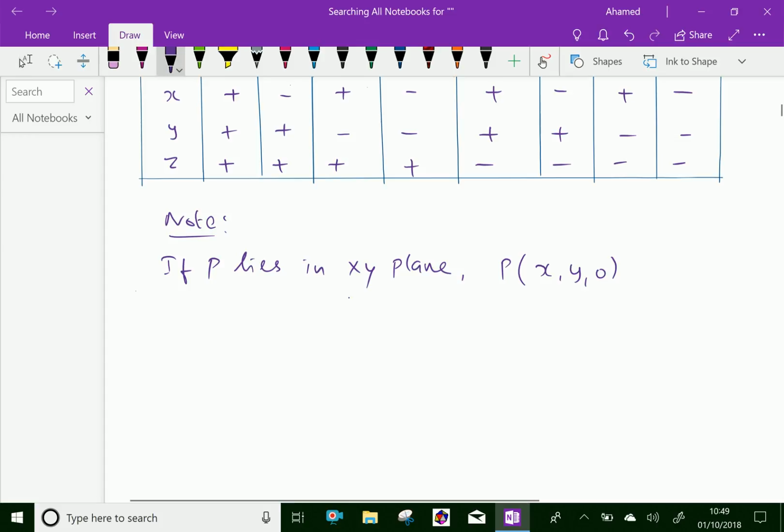In the yz plane, the coordinates of the point P are 0, y, z. Now if it is the zx plane, then the coordinates of point P are x, 0, z.